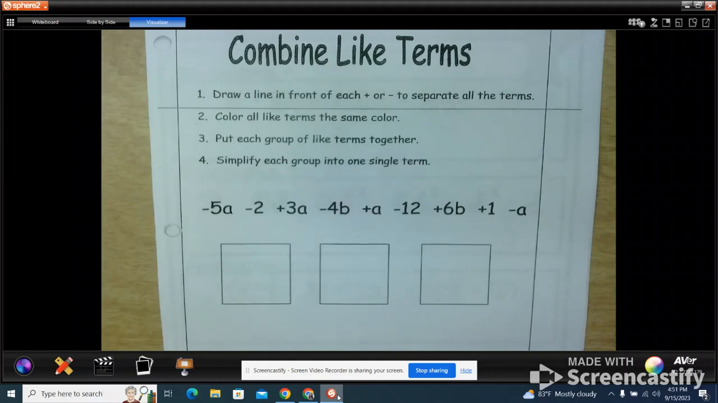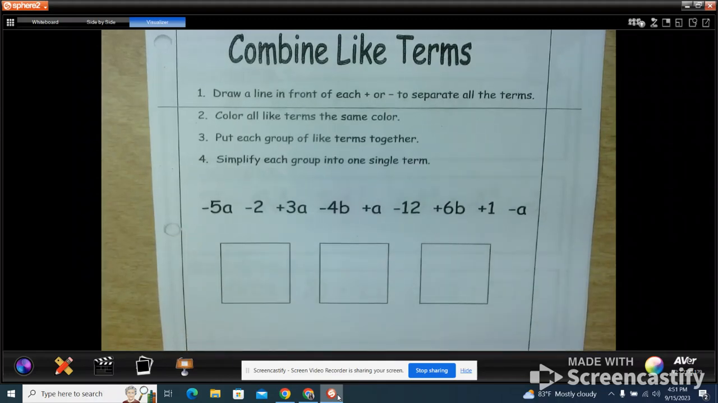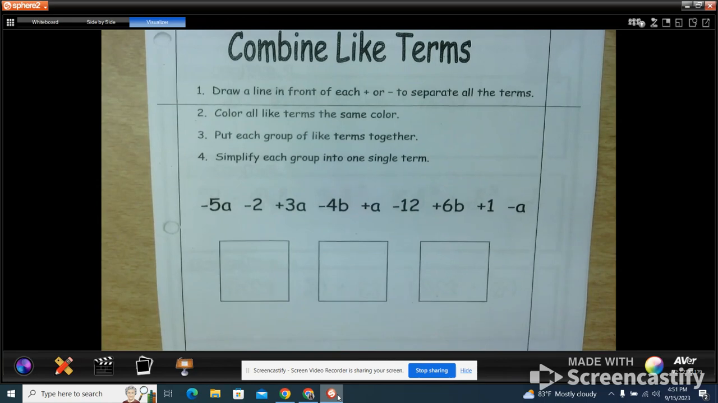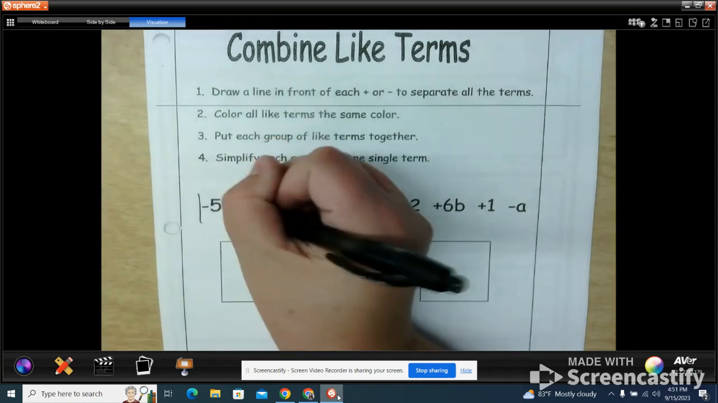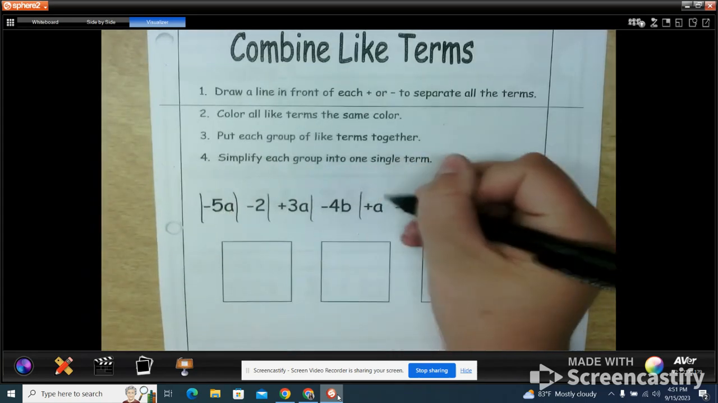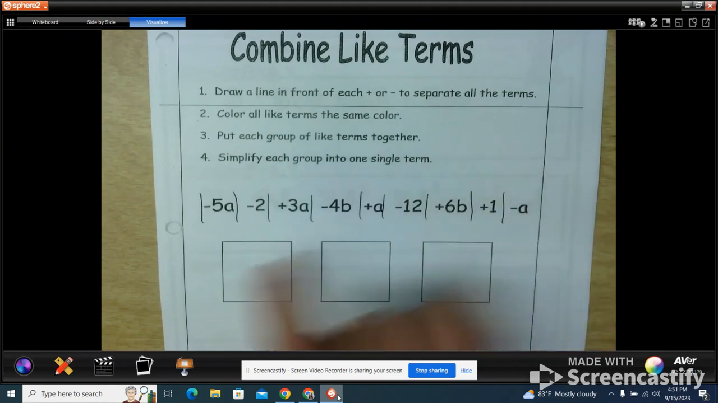All right, today we're going to work on combining like terms. So here we have a long list of numbers. We're going to combine it until we have fewer numbers and coefficients and variables. So I'm going to separate them in between each sign. This will help us look individually.